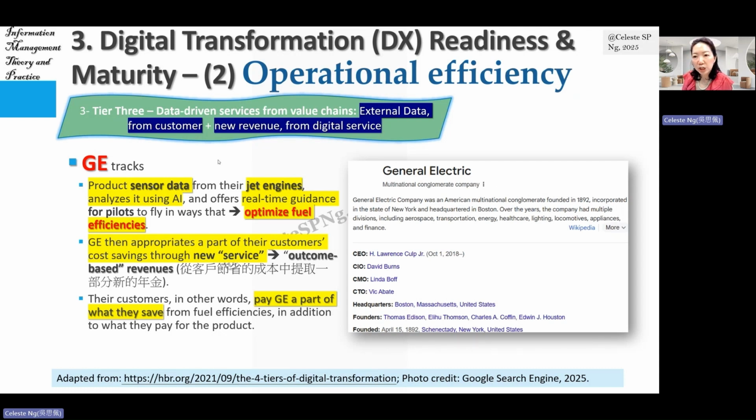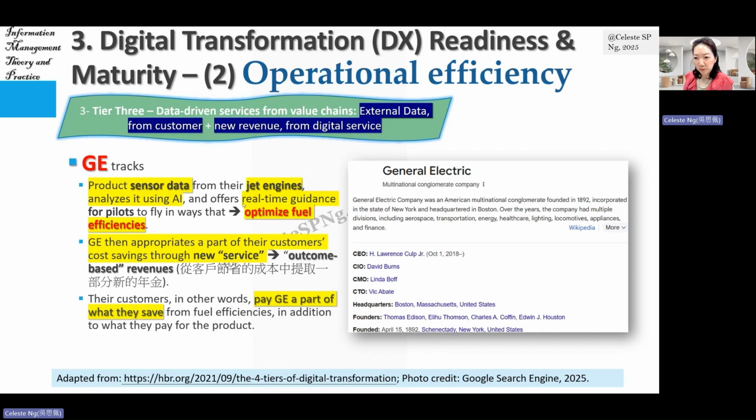So similarly, what GE does is that it tries to install various IoT or sensors on its jet engine. Okay, and from the jet engine data that they obtain, it tries to provide real-time guidance to its customers or to its customers' pilots, okay, to find an optimal route in order to optimize its fuel utilization. All right.